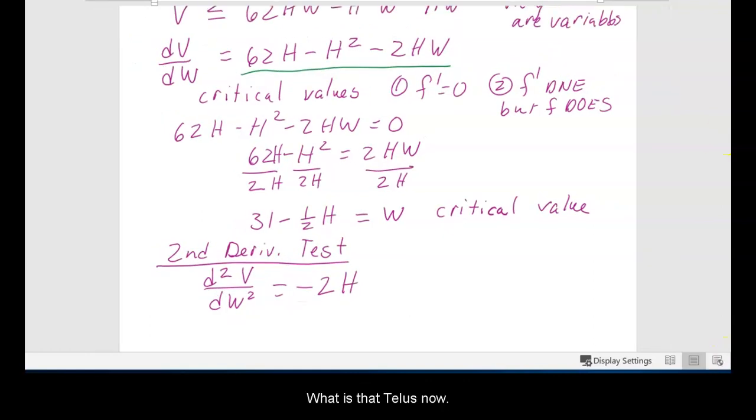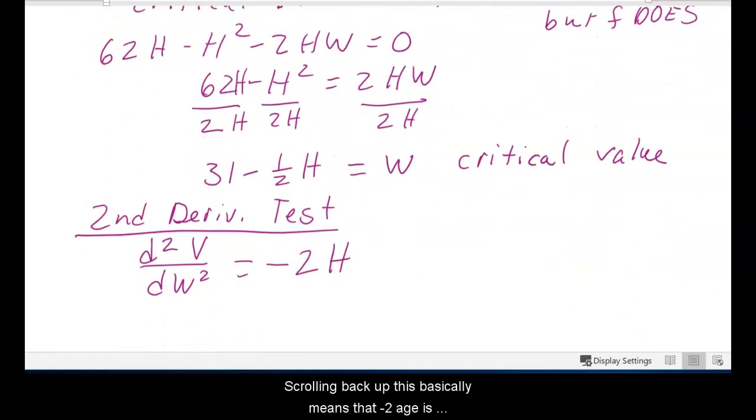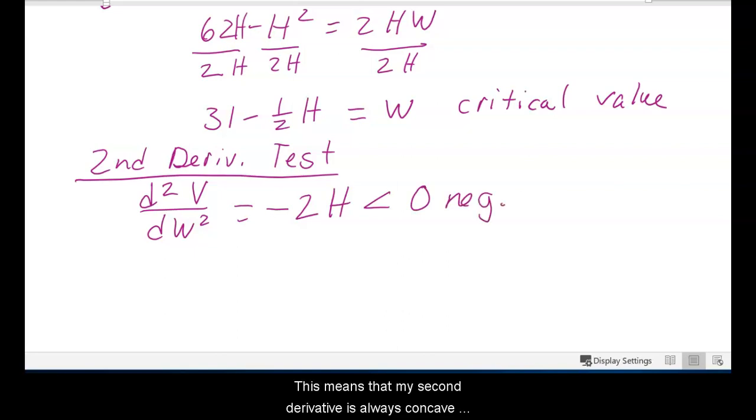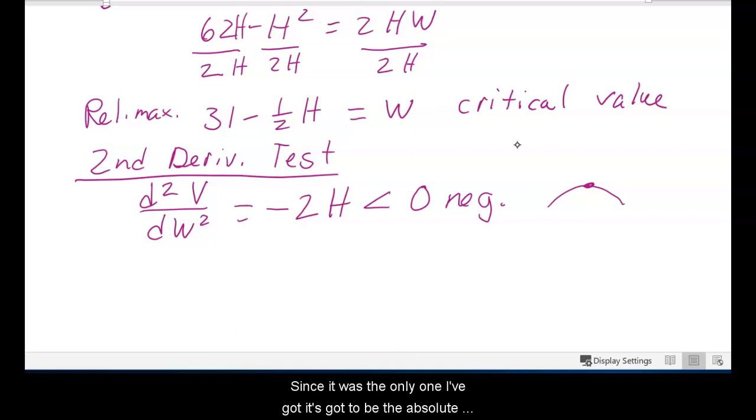What does that tell us now? Scrolling back up, this basically means that negative 2h is always going to be negative. Because it is always negative, this means that my second derivative is always concave down. If it's concave down, it has to be bent like this, which must mean that that critical value there must be a relative maximum. That means I have a maximum here at this value, so this becomes a relative max. Since it was the only one I've got, it's got to be the absolute maximum as well.